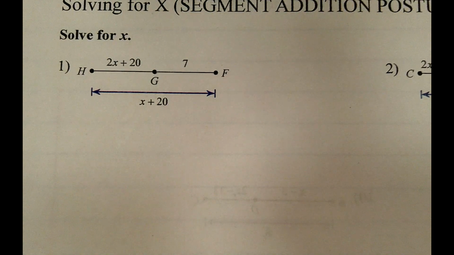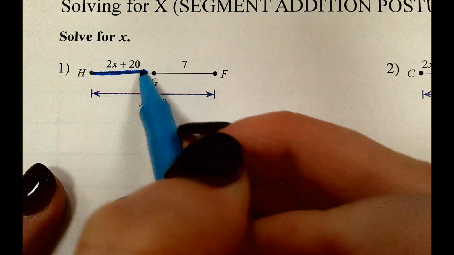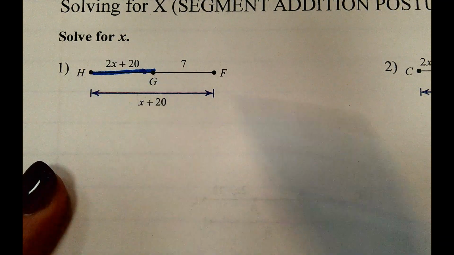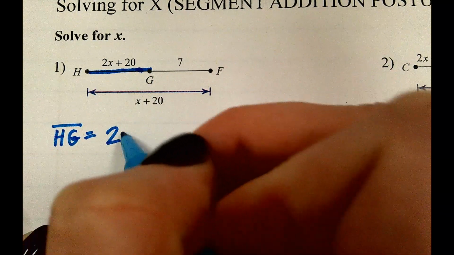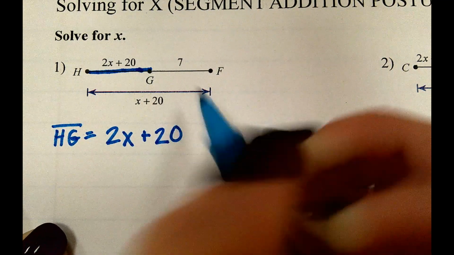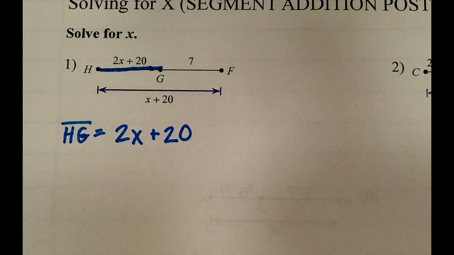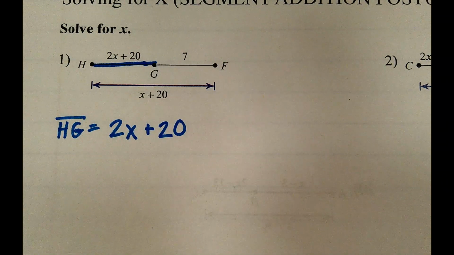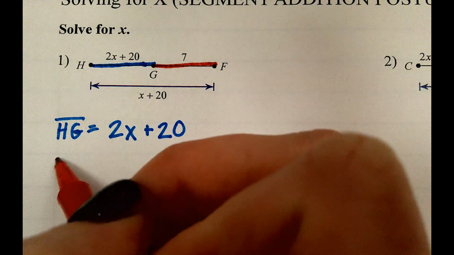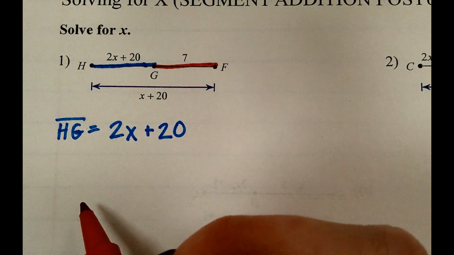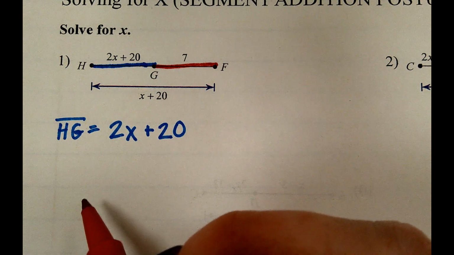So we'll run through this first one together. If it helps, maybe color code, do some labeling if it helps. I'm going to say HG is 2x plus 20 because that is how it's labeled, 2x plus 20. GF is 7. So if you were setting this up as an equation, wouldn't it be 2x plus 20 plus 7 equals x plus 20? Yes, exactly.